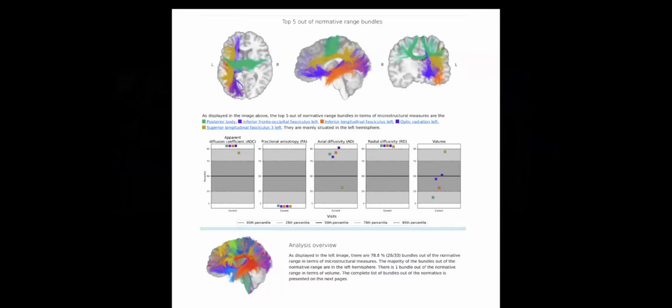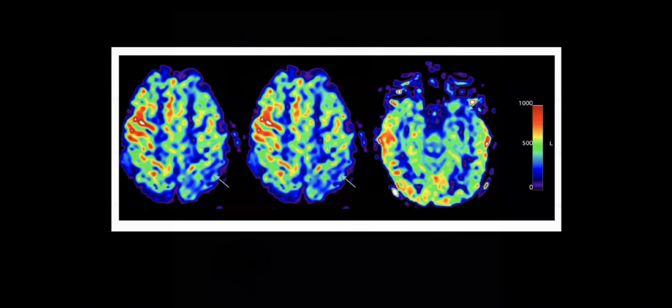However, on the DTI analysis, this individual had almost 80%, 26 out of 33 bundles abnormally affected on the fractional anisotropy, the majority of which were in the left hemisphere, and the top 5 of which were well below the 5th percentile. These are large white matter tracts. This is posterior body of the corpus callosum, inferior longitudinal fasciculus, optic radiation. And so, again, if we were just using the conventional sequences, we would miss this, but the DTI adds a lot more information and value to the case.